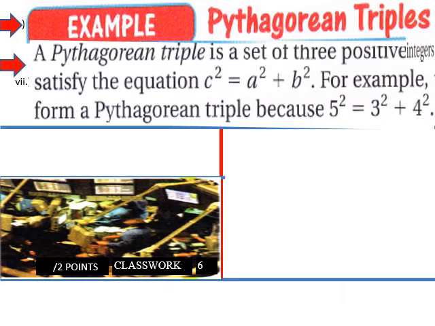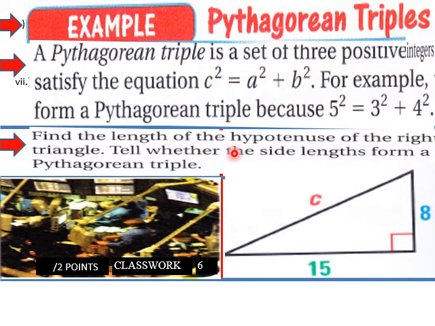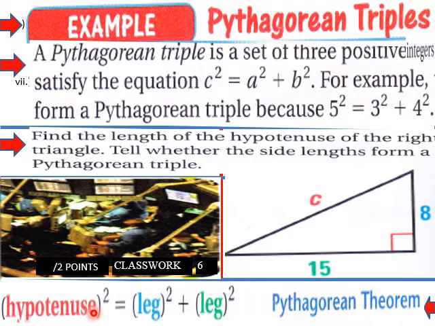Okay, example 2. A Pythagorean triple is a set of 3 positive integers that satisfy this equation here. For example, 3, 4, 5 form a Pythagorean triple because 5 squared equals 3 squared plus 4 squared. Now, find the length of the hypotenuse of the right triangle here. We have a situation here. We know the length of the legs. So what's the length of our hypotenuse with these legs here? Here's our formula.